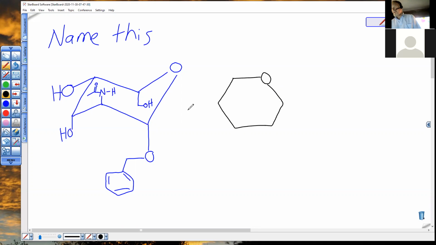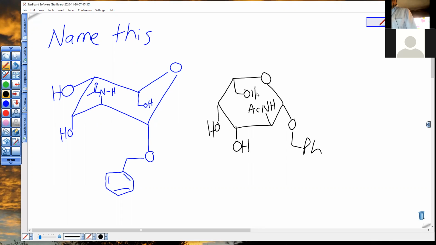And there's the O. Here's the next carbon. It's got an OCH2 phenyl. Next carbon over has an up NHAc. Yes, that's an Ac. Acetyl. And down OH. And another down OH. And a down CH2OH.